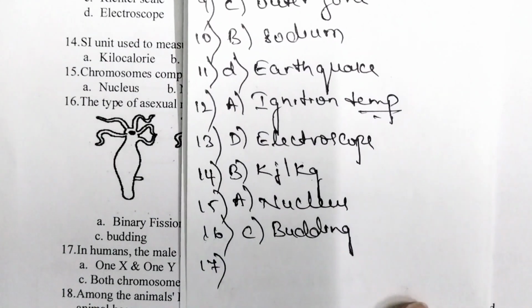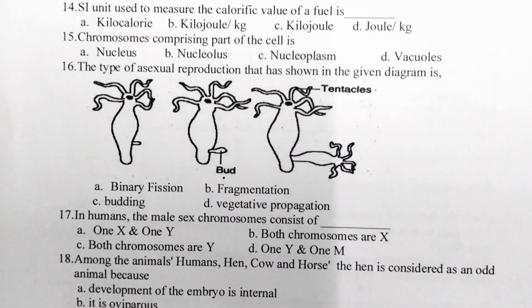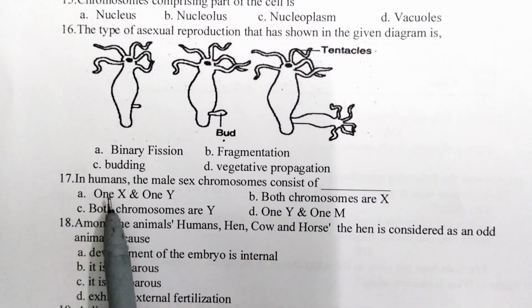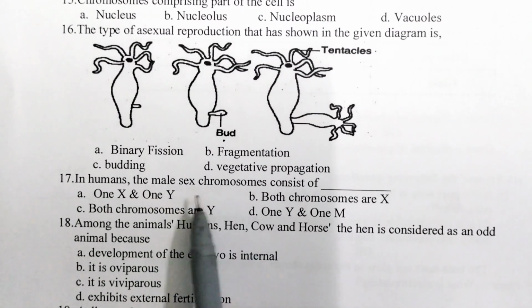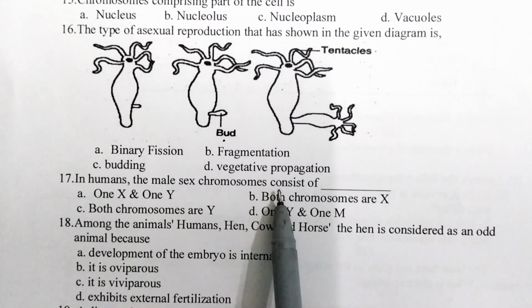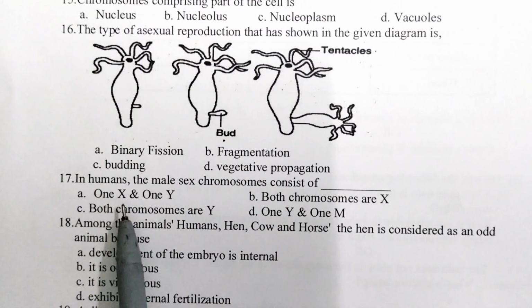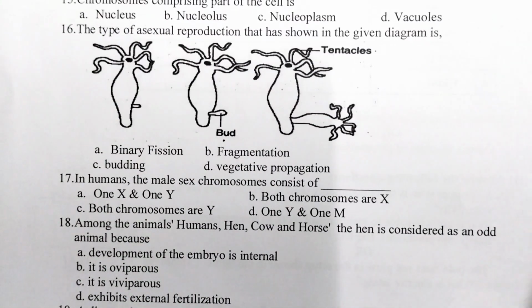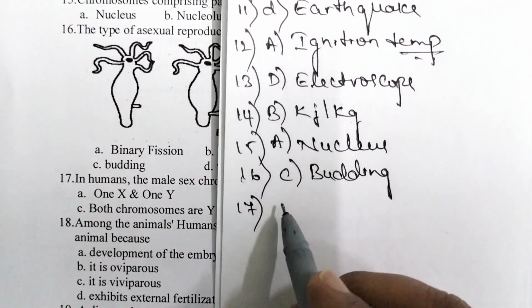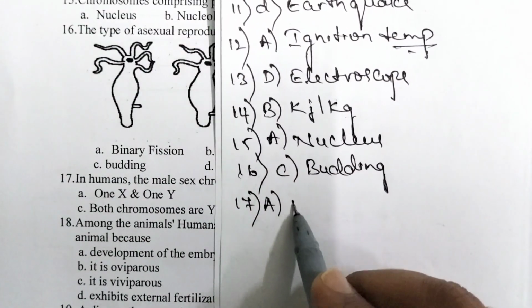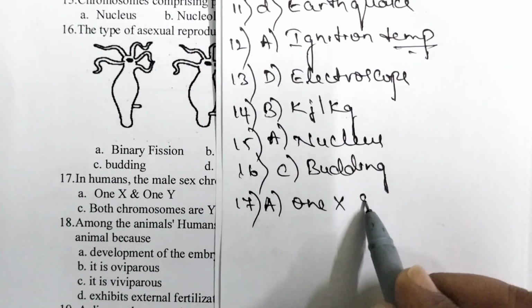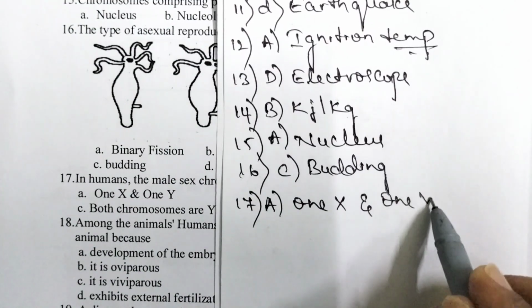Now let us move to the 17th question. In humans, the male sex chromosomes consist of. For a male, there must be one X and one Y. So for the 17th question, the right answer is option A, 1X and 1Y.